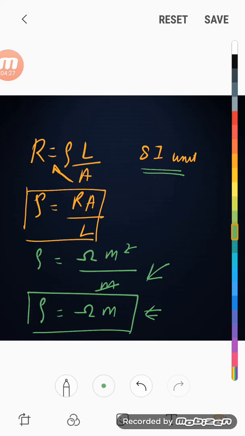So remember this, it can be asked for 2 marks. Resistivity is material specific. Resistance depends upon the length, area, temperature, and also material. And the SI unit of resistivity is ohm meter.